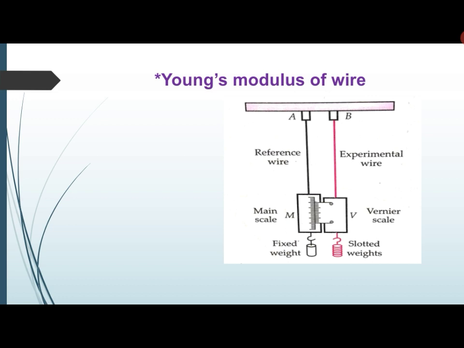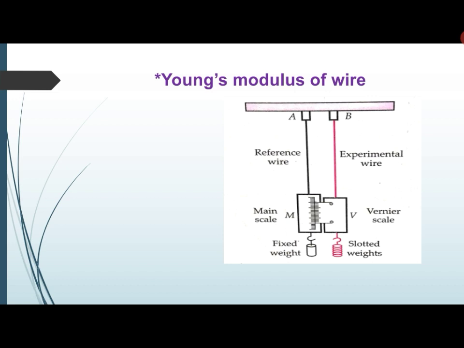A hanger is attached at the lower end of this vernier scale V, and slotted weights are attached to it in this hanger. So we can slip the weight of half kg one by one onto this attached slotted hanger. Now with the help of a screw gauge, the radius of this experimental wire can be measured at different places, and we can take the mean of the radius.